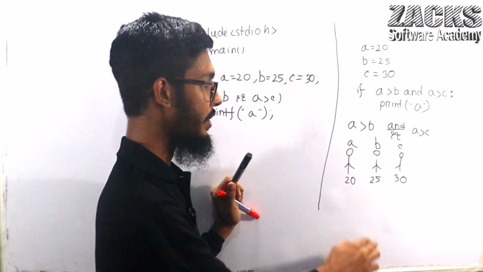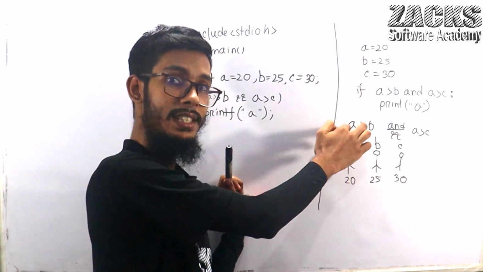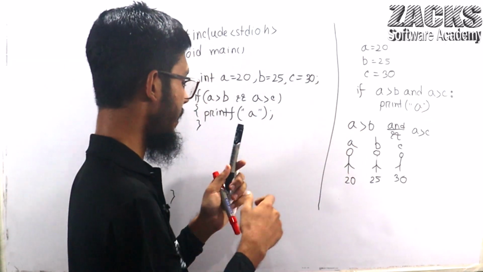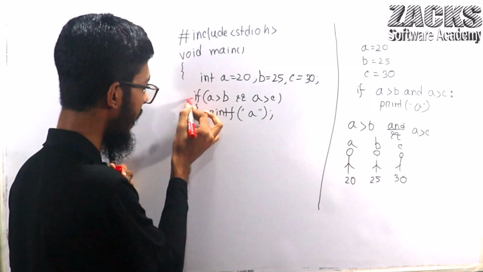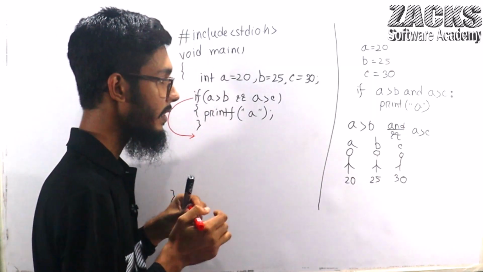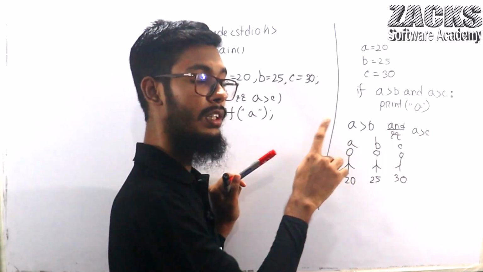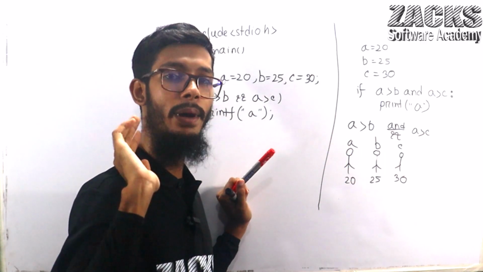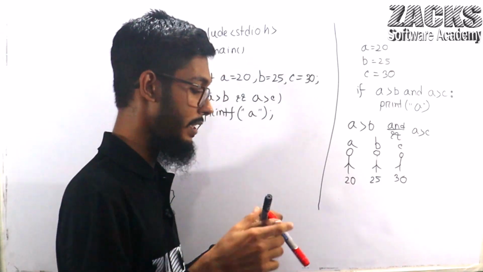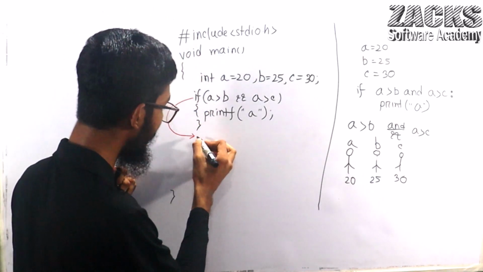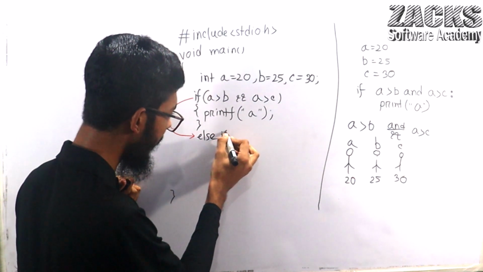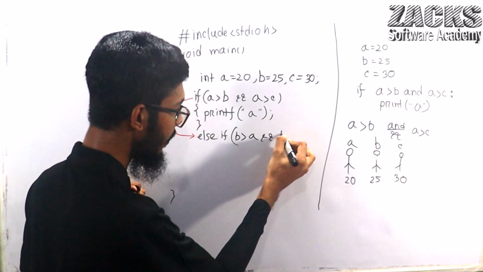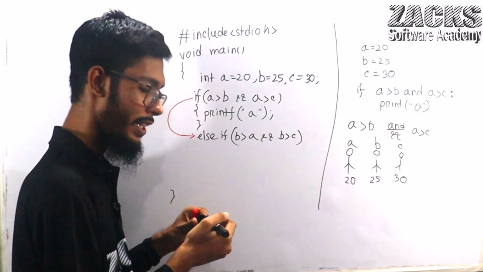But consider the condition: A is not the largest, or A is not the oldest person. Then who is the oldest person? If the condition is false, then control will go here, right? If A is not the oldest person, then who is? Either B or C. But how are you writing the code? You are writing else if B is greater than A and B is greater than C. Why are you writing it this way?